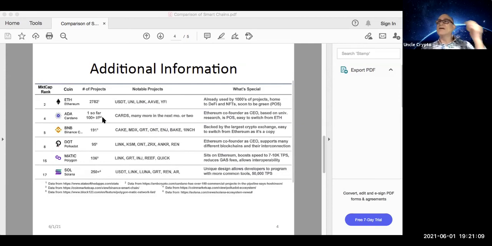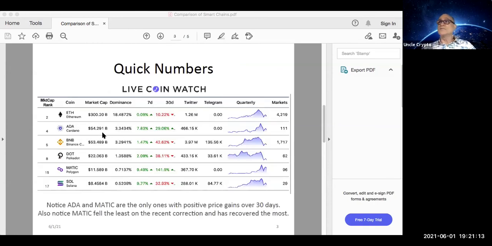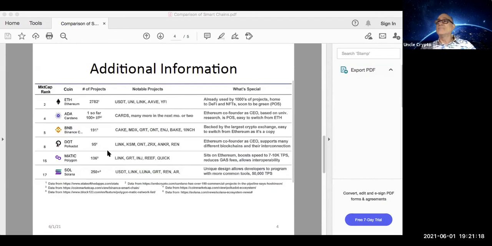So that was Cardano in terms of number of projects. Binance has 191, which is the most projects of anybody else. And then Polkadot has 95. MATIC has 106, which amazed me. And Solana has 250, which is mind-blowing. Now, a lot of the Solana ones that it has are brand new ones, games, ones that just might fade out. We don't know. But they also have some big ones.